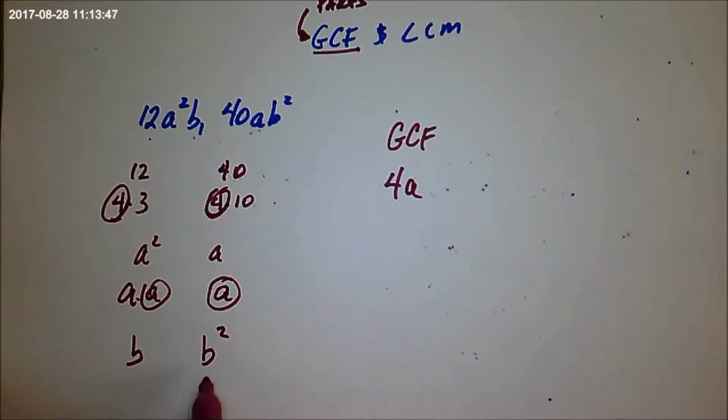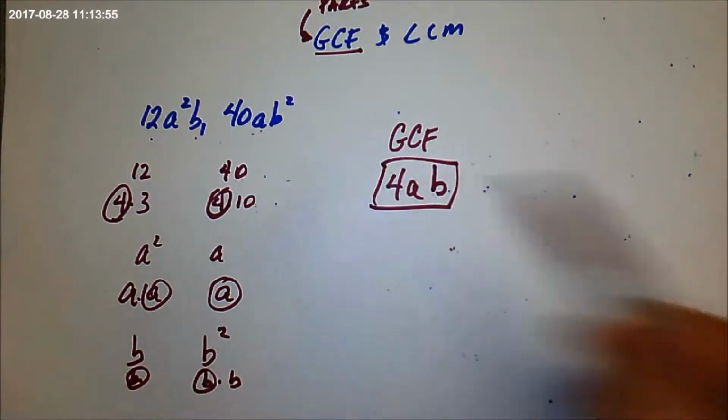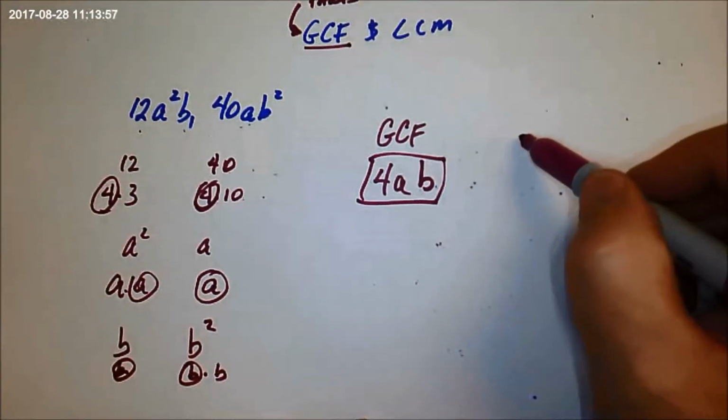Now let's take a look at the b's. We have b, we have b squared. Now b squared is, well, that's 2 b's, right? And this is just 1 b. So the biggest thing they have in common is b. That is the greatest common factor.